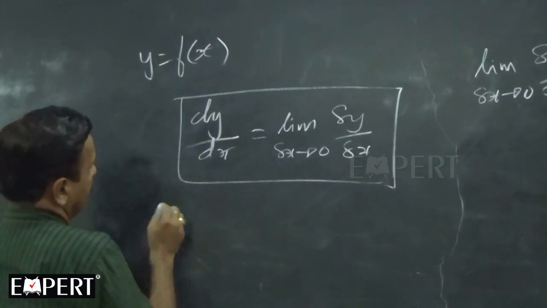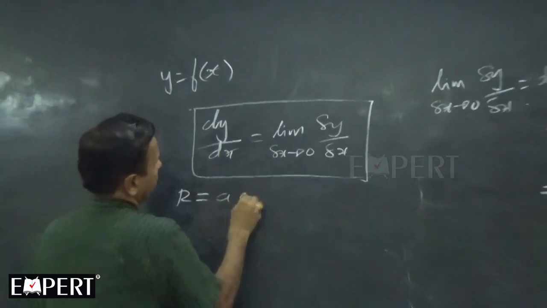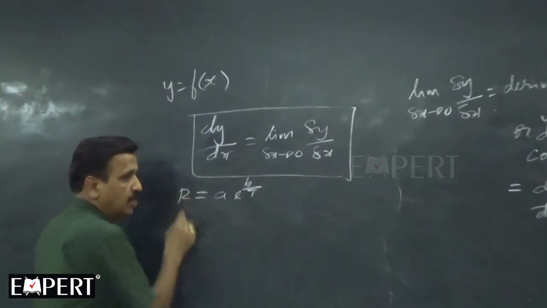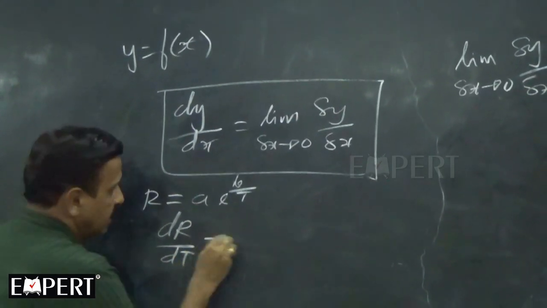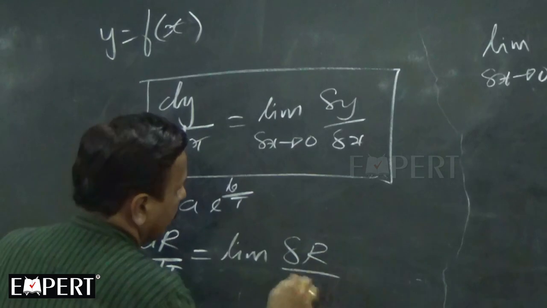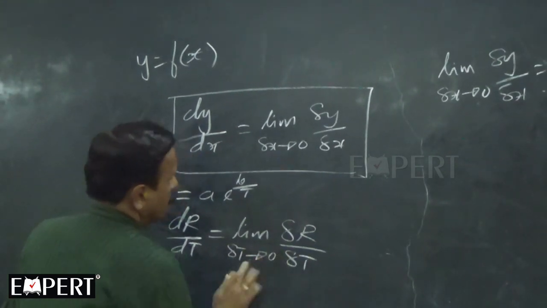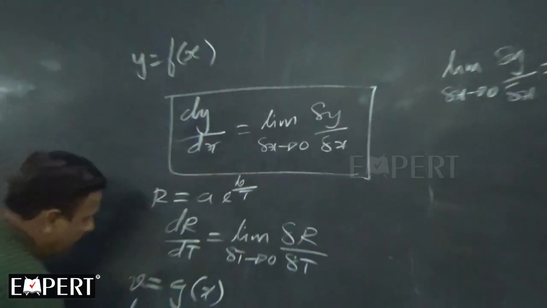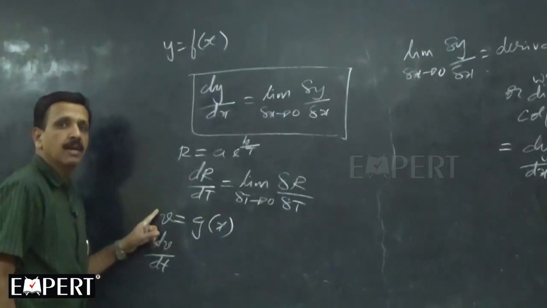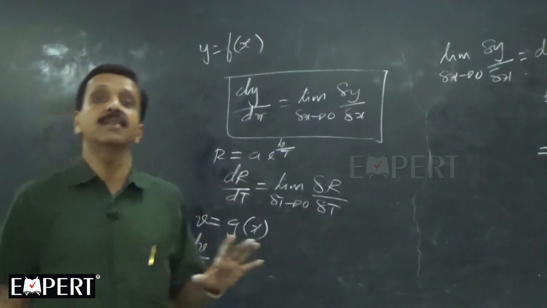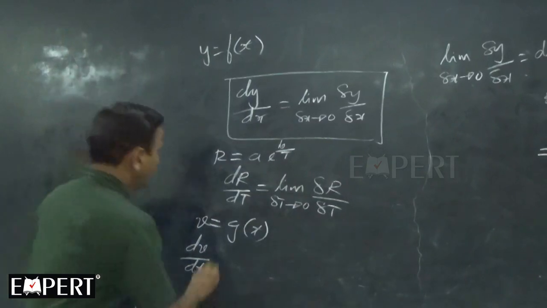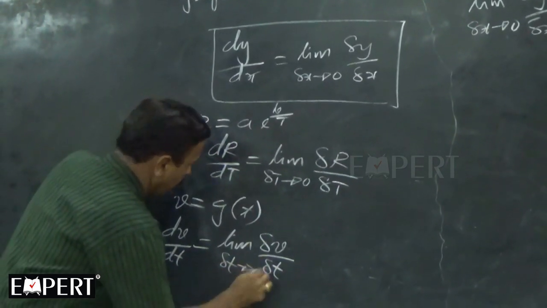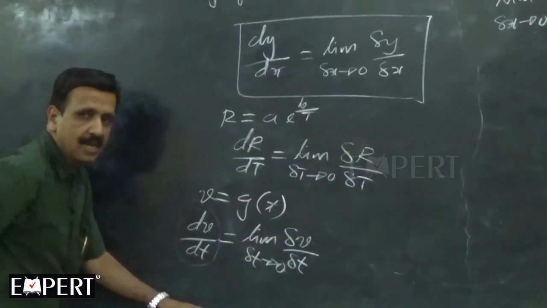If you consider another example, like say R is equal to A into e to the power of B by T, variation of resistance of a semiconductor with respect to temperature in Kelvin, then the measure of variation is nothing but dR by dT is equal to the limit of delta R by delta T when delta T tends to 0. If you consider velocity as a function of time, then dv by dt represents the measure of variation, the rate of change of velocity, because that variation is with respect to time. It is equal to the limit of delta v by delta t when delta t tends to 0.